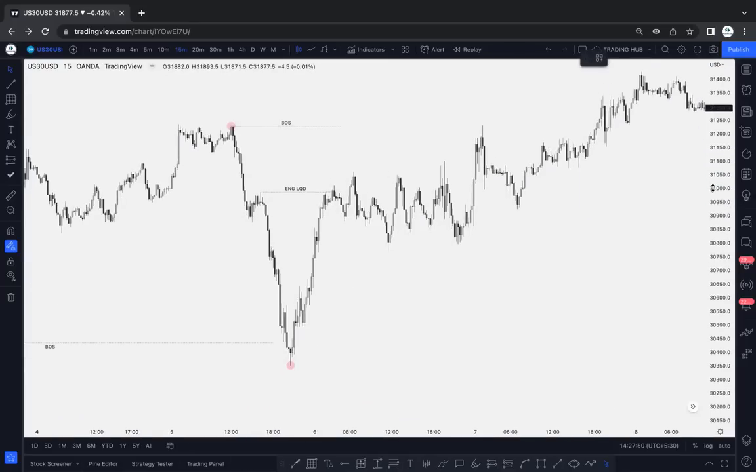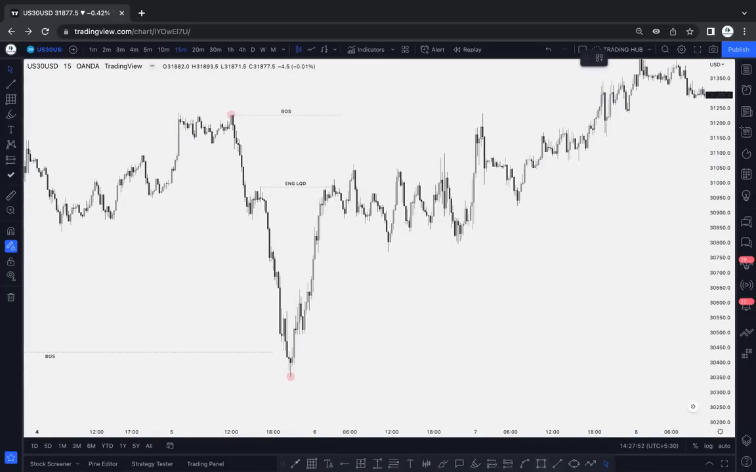So where is our order block? On the extreme, which is here. Not here. So the only order block is on the extreme zone. Exactly, because an extreme order block is high probability.